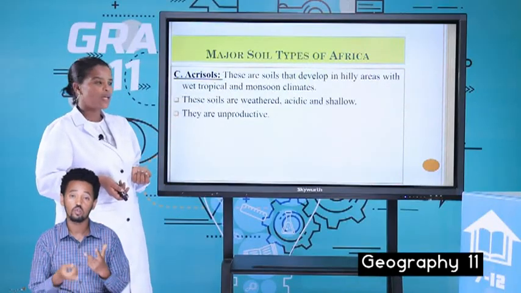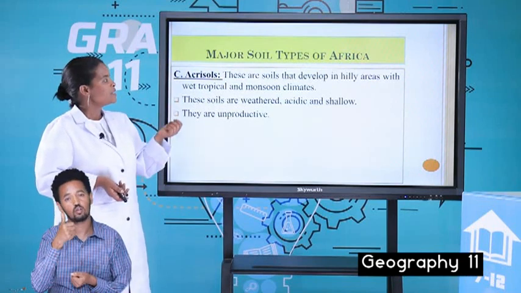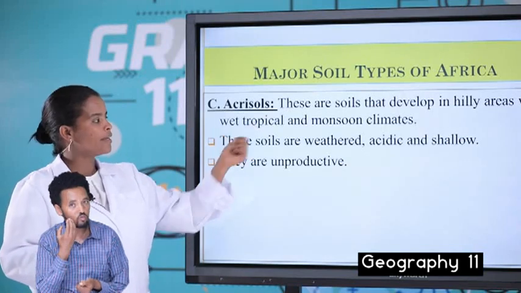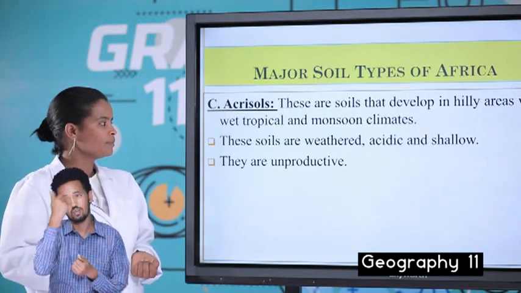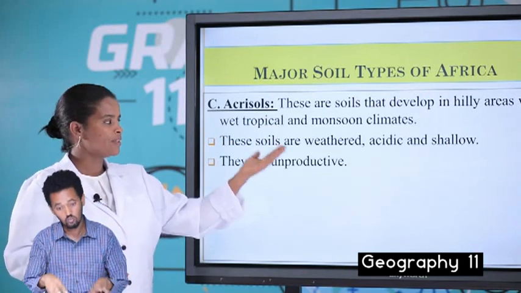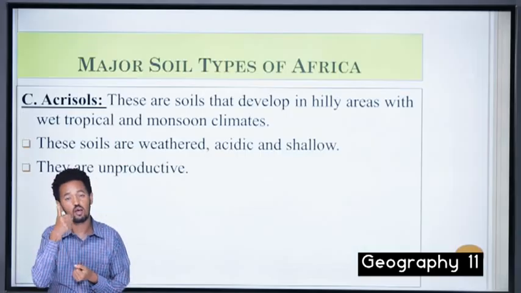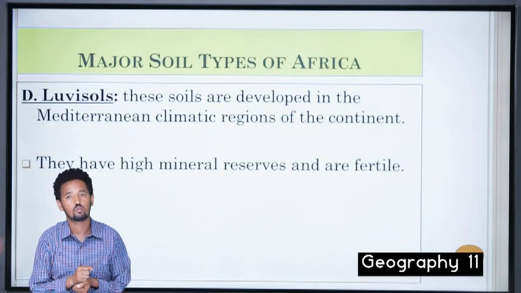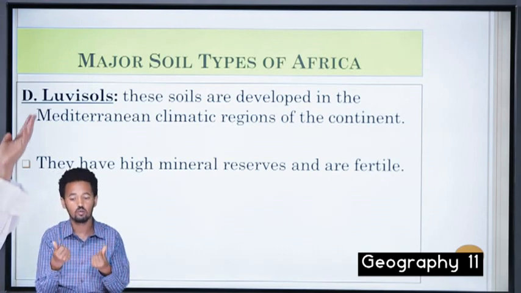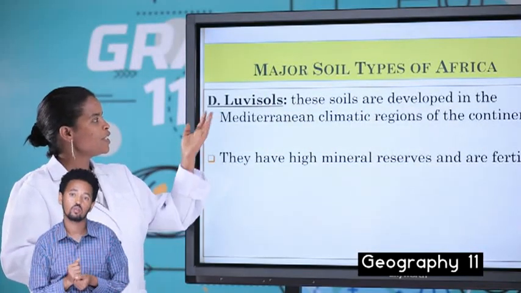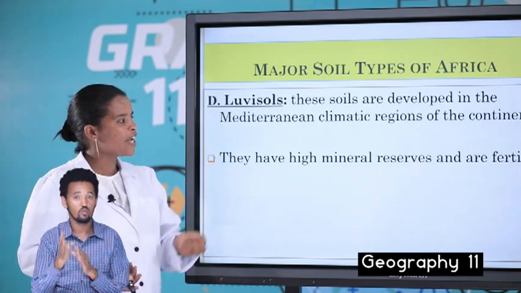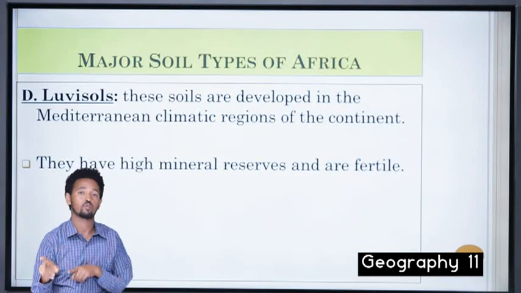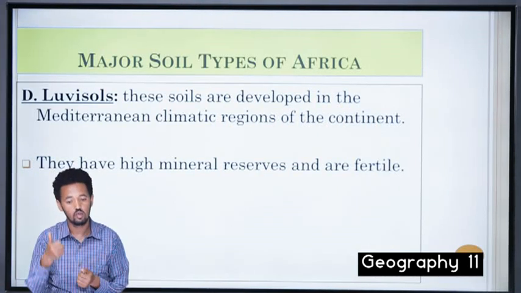The third type of soil is Ultisols. These are soils that develop in hilly areas within wet tropical and monsoon climates. The soils are weathered, acidic, and shallow, so these soils are unproductive. The other type of soil is alluvial soil. These soils develop in the Mediterranean climatic region of the continent. They have mineral reserves and are fertile.